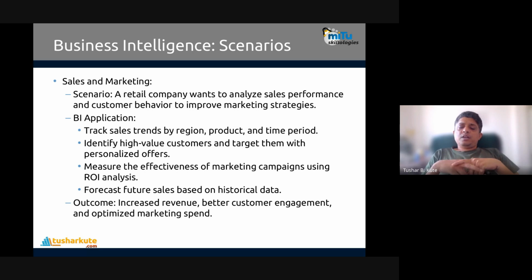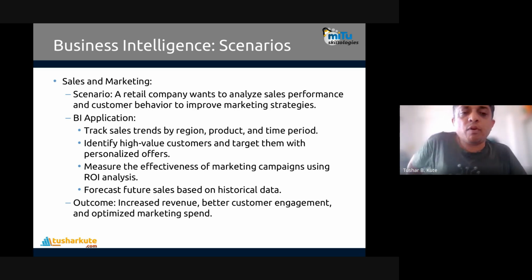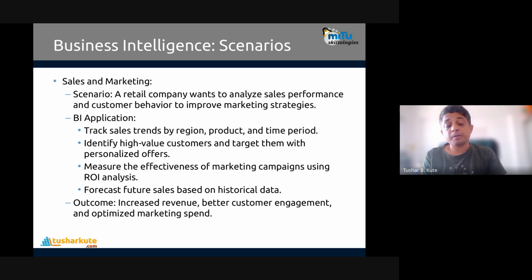Scenarios means I have taken 10 different kinds of scenarios, to see how business intelligence is applicable. Like I'll talk about sales and marketing. Sales and marketing is one of the primary areas where BI tools are effectively applied today. Take the next scenario here: a retail company wants to analyze sales performance and customer behavior to improve marketing strategies. They have to use the previous data. So definitely, whatever insight is found in the previous data, using that it is possible to do this work.